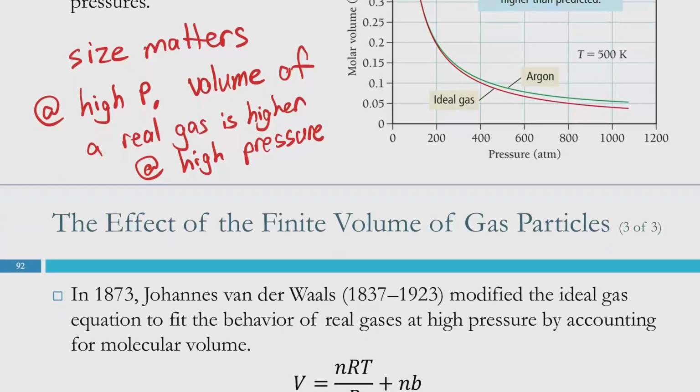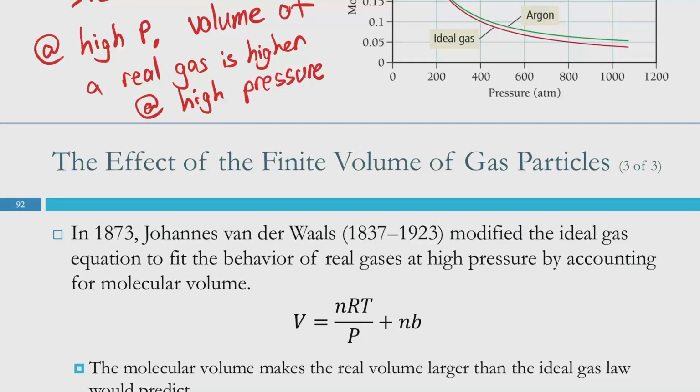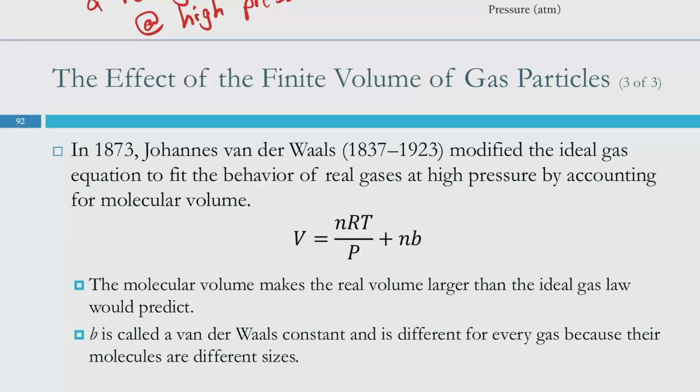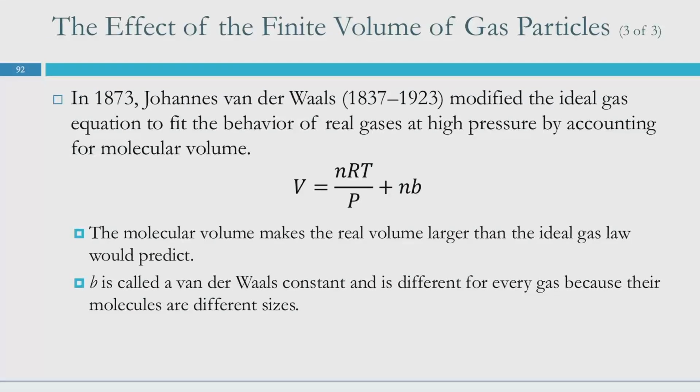In 1873, Johannes van der Waals modified the ideal gas equation to fit the behavior of real gases at high pressure by accounting for molecular volumes. This was a long time ago, but he came up with this equation, V equals nRT over P. Notice that this looks very similar to PV equals nRT. So this is our ideal gas law part. And then there's a correction factor added.